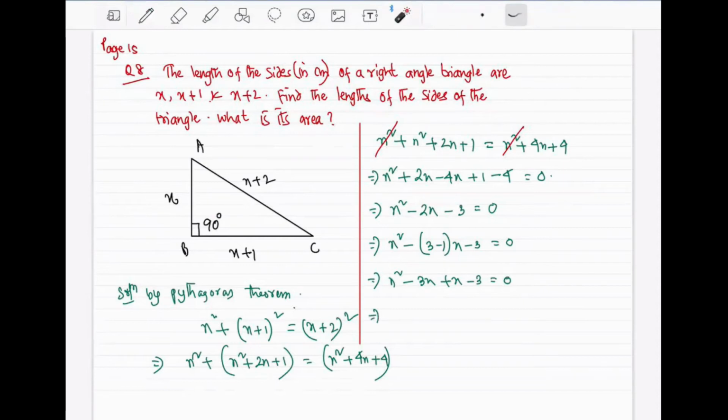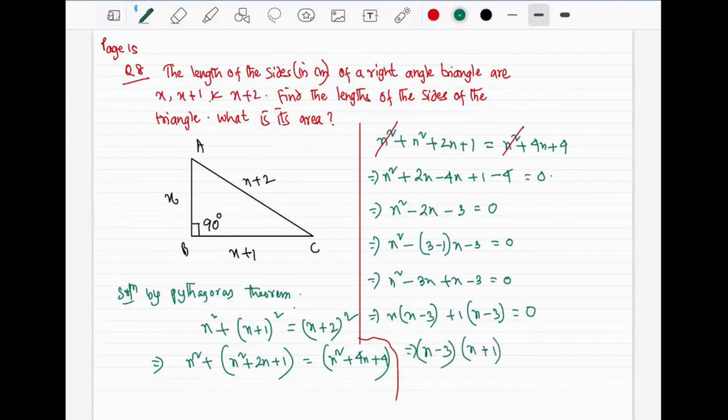The first two terms, take common factor, x is the common factor. Second two terms, no common factor, so we will just put 1 in front. X, we get x minus 3, plus 1, we get x minus 3 equal to 0. Okay, continue further. X minus 3, you are taking out as common factor. X minus 3, x is remaining from the first one. 1 is remaining from the second one. It's equal to 0.